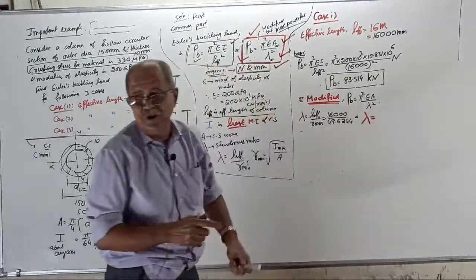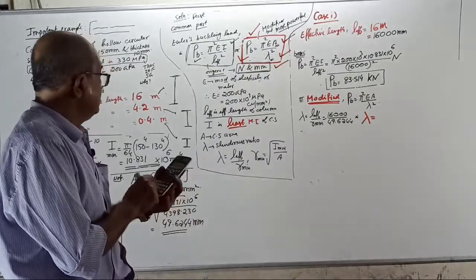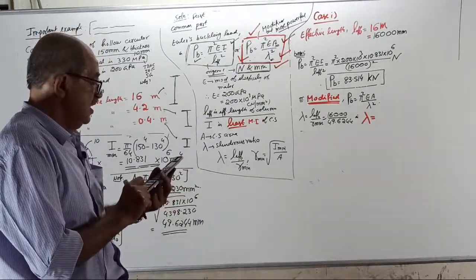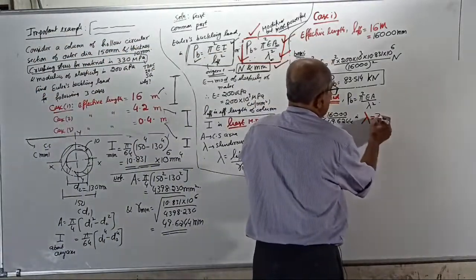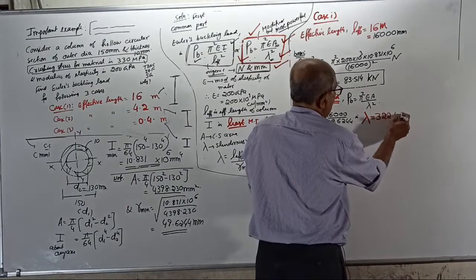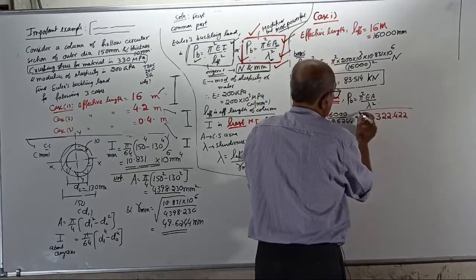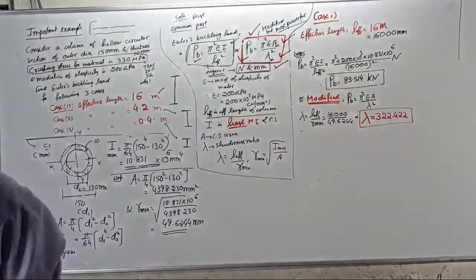Lambda is a unitless quantity. It is 16,000 divided by 49.6244, which is 322.422. Is the lambda correct? Lambda is 322.422.